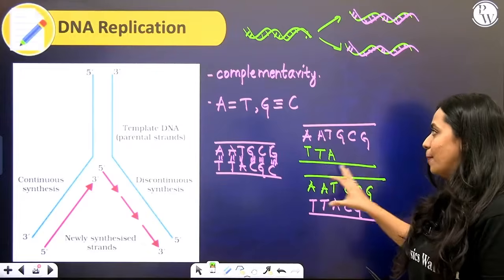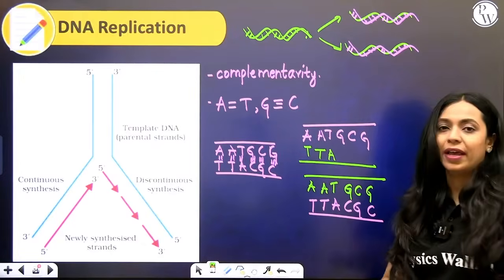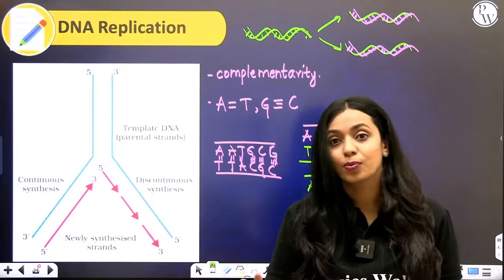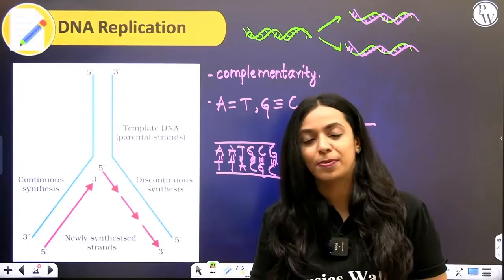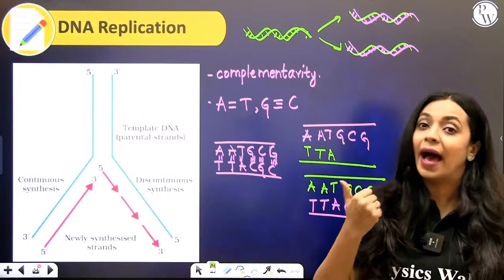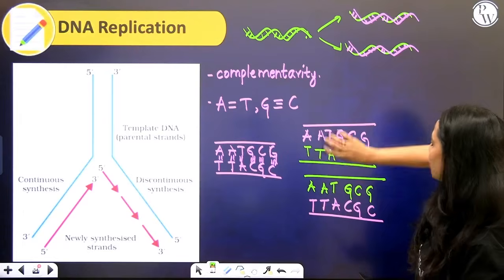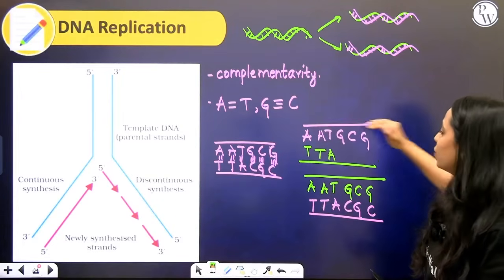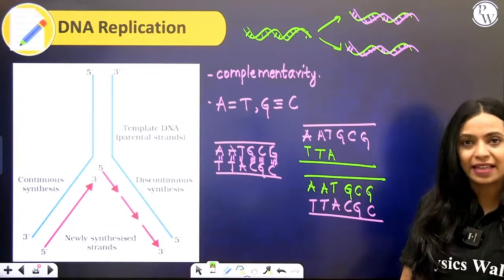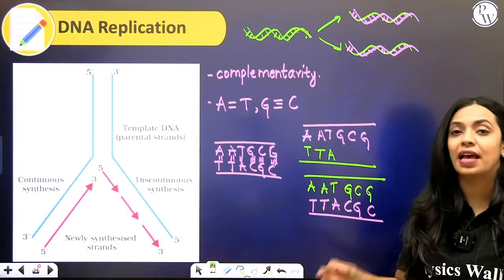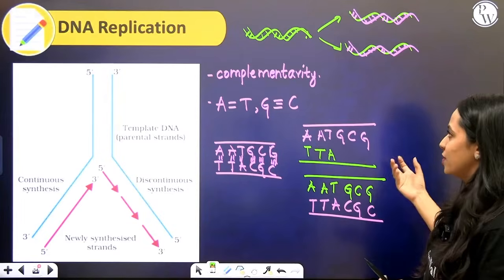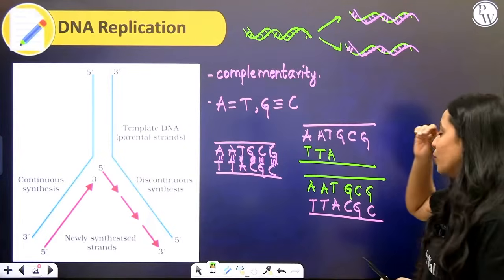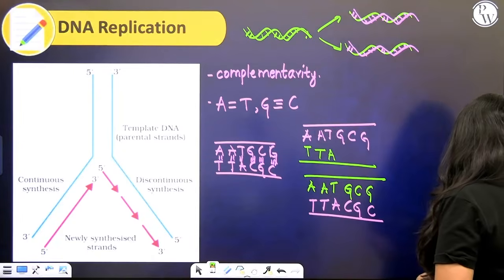For this to happen, the bonds have to break. For the hydrogen bonds in the nitrogenous base pairs to break, you need enzymes. And to add new nucleotides complementary to the template strand, we need enzymes. Okay, a lot of enzymes are involved in the process of DNA replication. We will learn about them shortly.